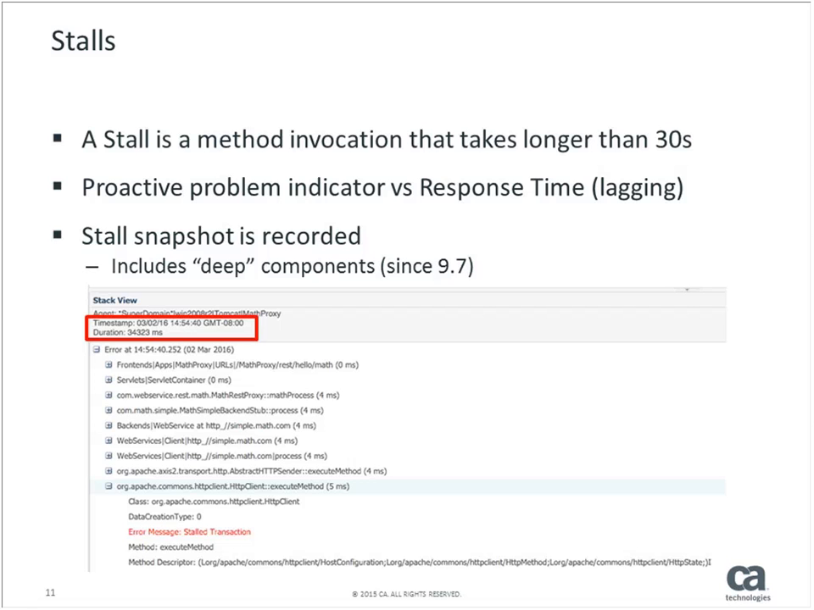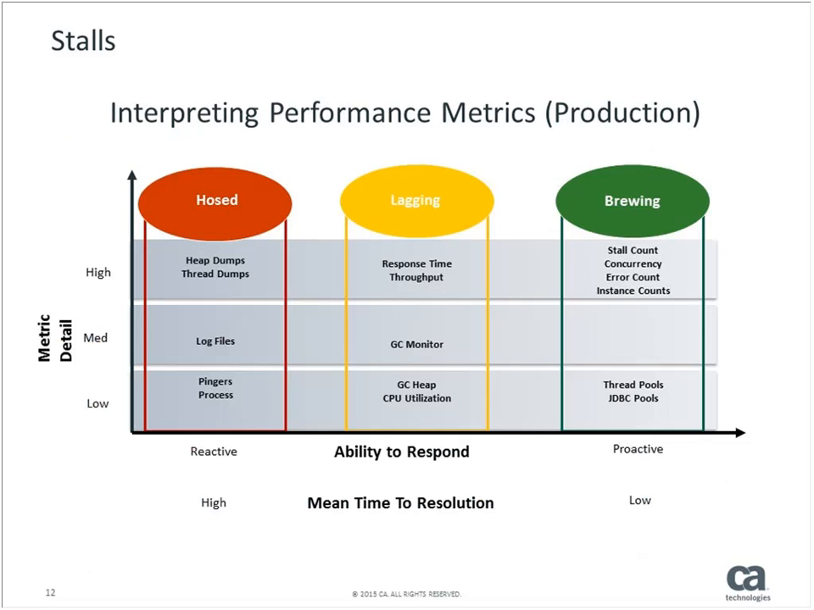And again, in the stall snapshot, you can see the call stack, and the error message will always be stalled transaction. So why did I say that stalls are proactive indicators? We have come up with some terminology.